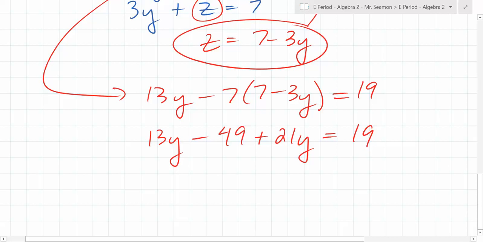What's 13 plus 21? 34y is equal to? What's 19 plus 49?